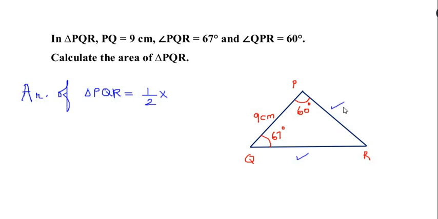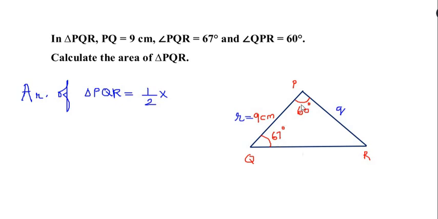Let me give the names to the sides. Since this is angle P, the opposite side is side P. Since this is angle Q, this is side Q. And since this is angle R, this is side R. So we have R. Let me try to find out Q. So I'm going to choose Q.